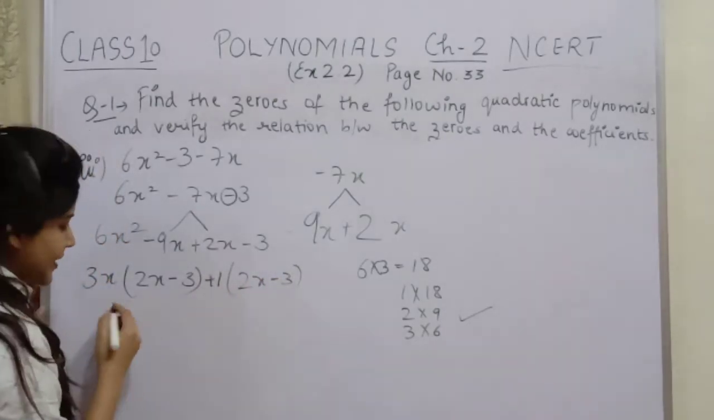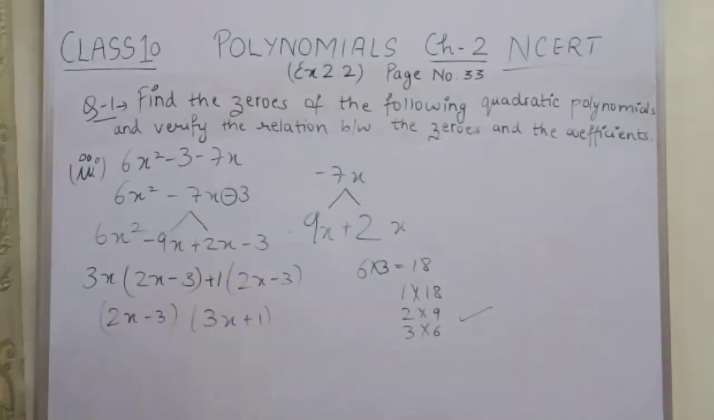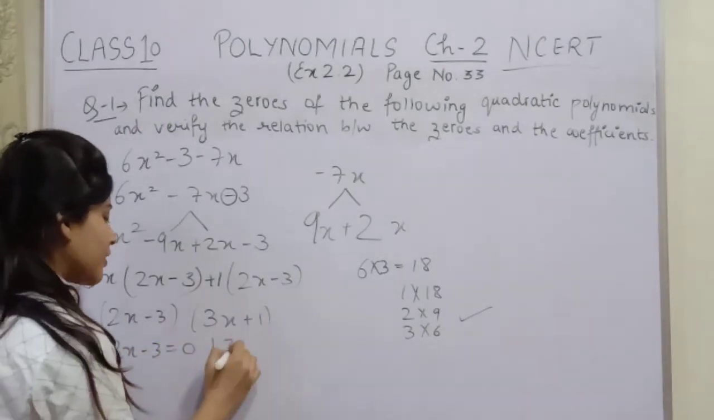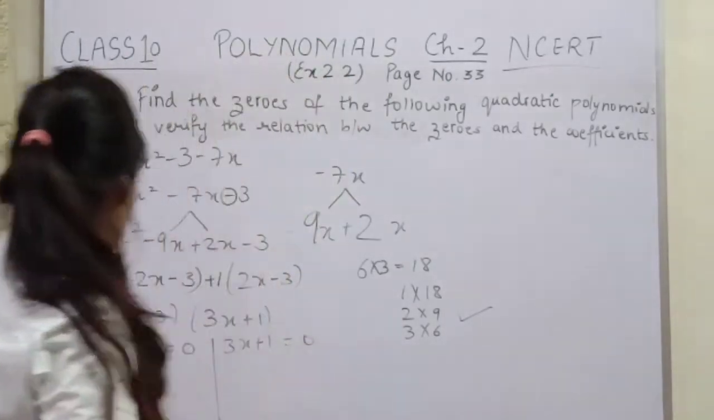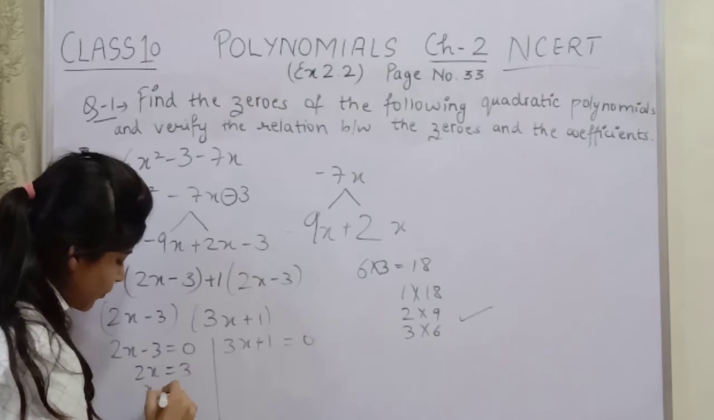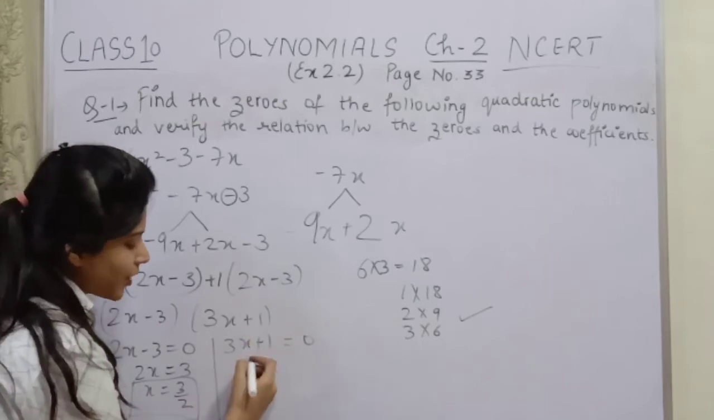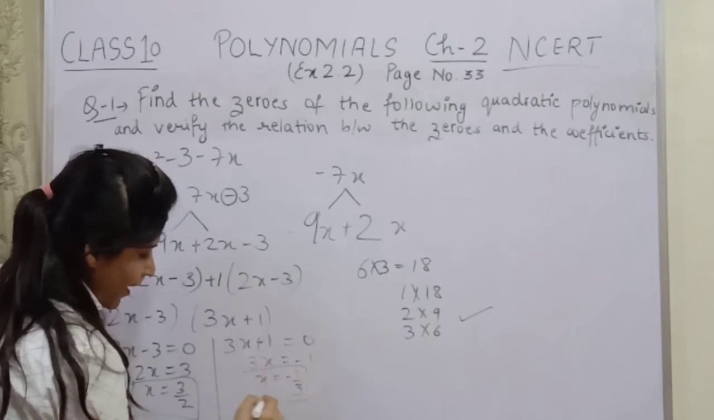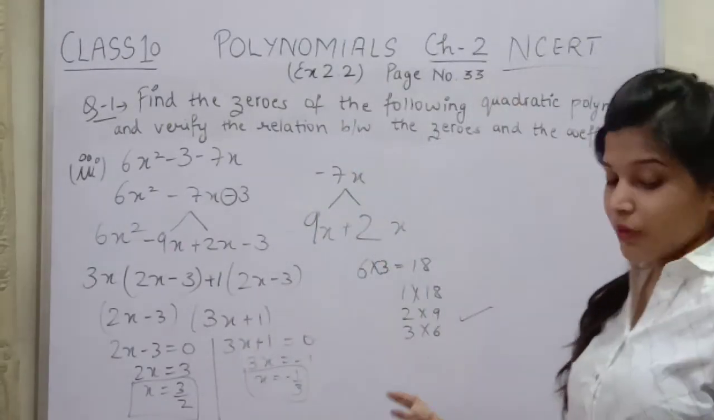सो अगेन दोनों ब्रैकेट सेम है. सो 2x माइनस 3 एज इट इज एंड 3x प्लस 1 is another bracket now. So 2x minus 3 equals to 0 and 3x plus 1 equals to 0, right? तो यहाँ पे अब minus 3 इधर जाके plus 3. 2x equals to 3. x equals to 3 upon 2. This is 1 0. Another 0 would be यहाँ पे plus 1 है उधर जाके minus 1. ठीक है. So x is minus 1 upon 3. So x is 3 upon 2 and minus 1 upon 3. I hope the zeros of this polynomial are clear.